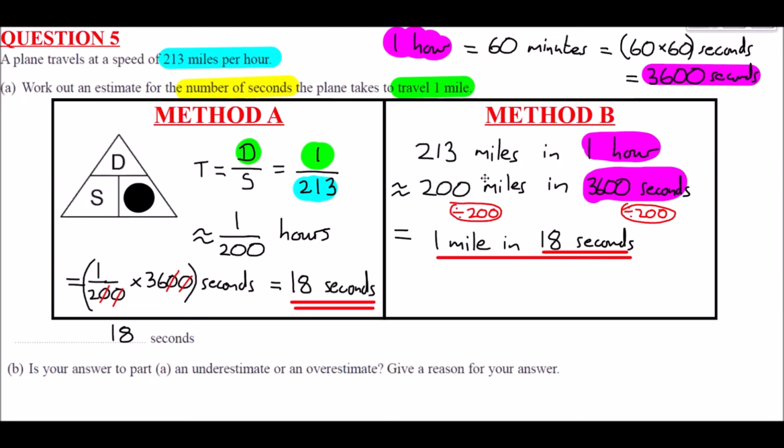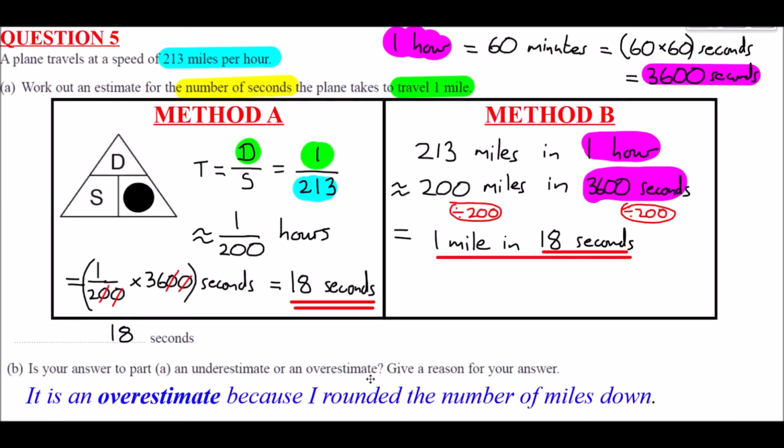So because our estimate is based on the plane travelling slower than in reality, that means it takes longer to cover that distance than what it actually would do in reality. So 18 seconds is actually an overestimate. It's an overestimate because we've actually rounded the number of miles it travels in 1 hour down. The time's an overestimate because in reality the plane's actually quicker, so it takes less time, because 213 miles an hour is quicker than what we've rounded it to, which was 200 miles per hour.